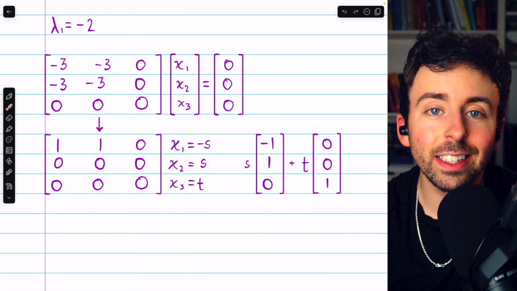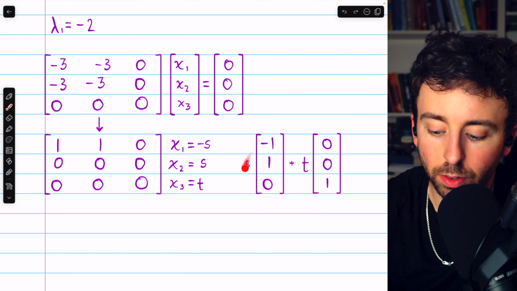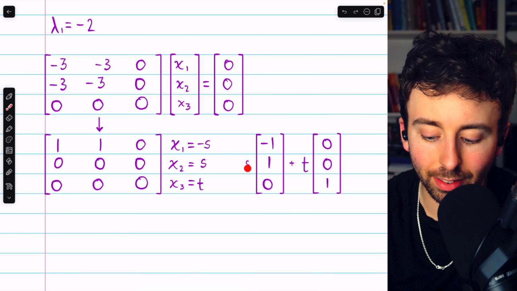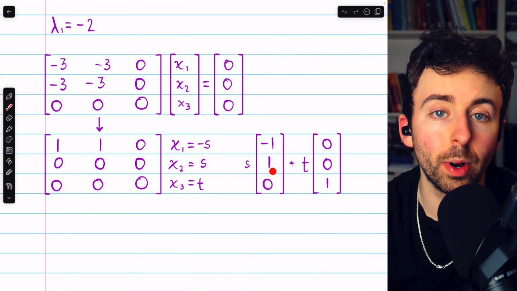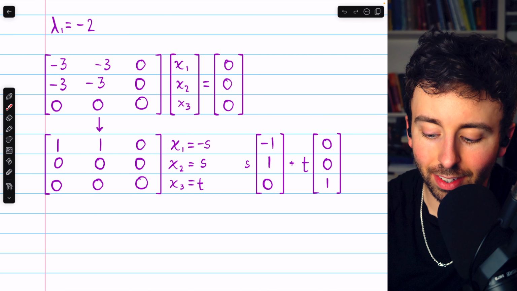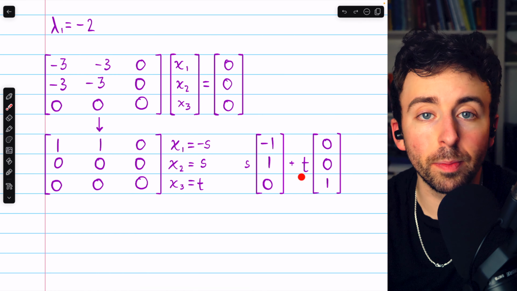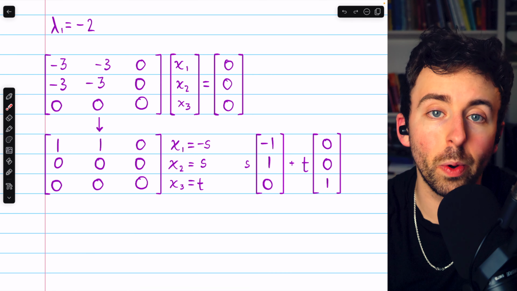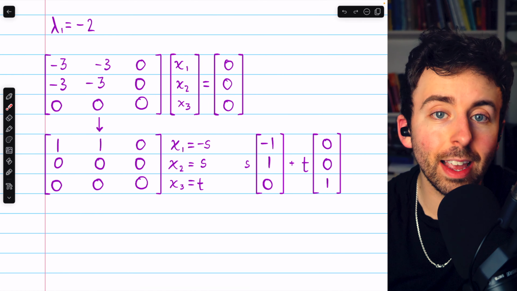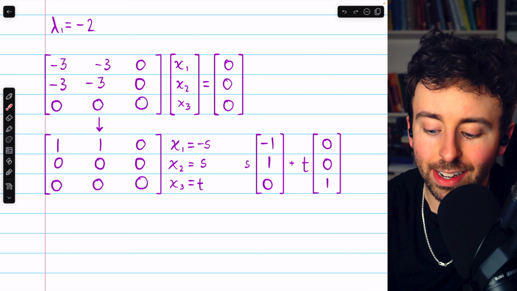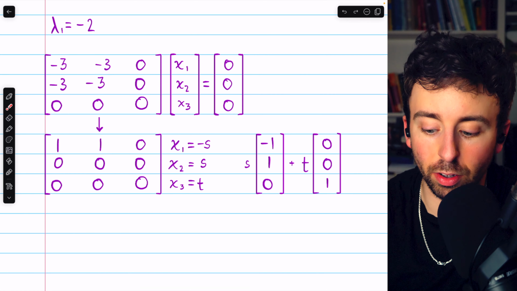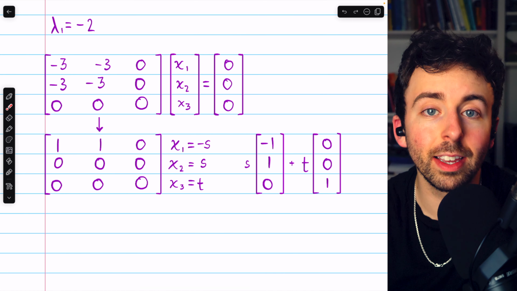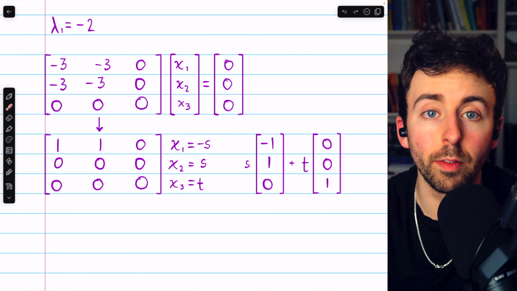So then the eigenspace consists of vectors of this form, negative 1, 1, 0 times s, so those are the coefficients of the parameter s, plus 0, 0, 1 times the parameter t. Those are the coefficients of t in the solution equations. Hence, the basis for this eigenspace actually contains two vectors. These are linearly independent vectors that span the eigenspace, so our basis consists of both of them.